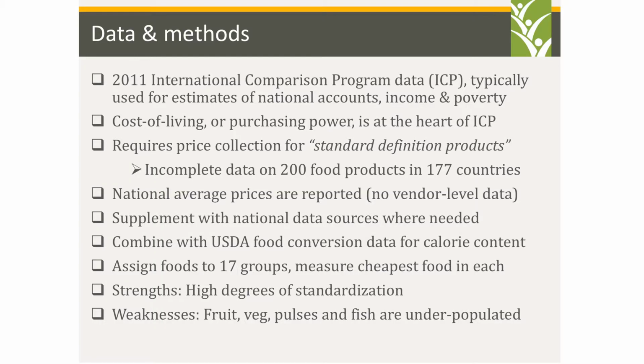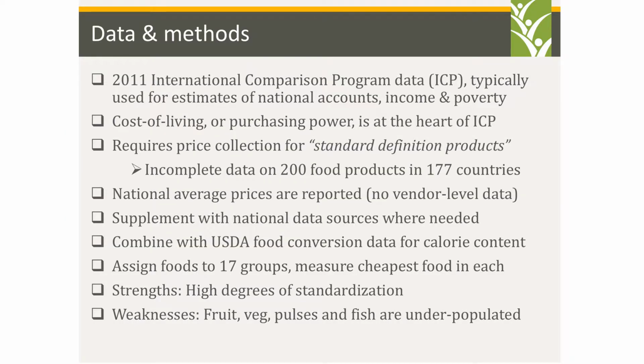So, methods. We use what's called International Comparison Program data. If you've ever used GDP data that's in purchasing power parity units, it's based on the ICP. The whole idea is to make welfare comparisons across countries. At the heart of that is the cost of living, so purchasing power. To do that, you obviously need to measure prices, but you need to do it for products that are defined the same way across countries. So they're what they call standard definition products.